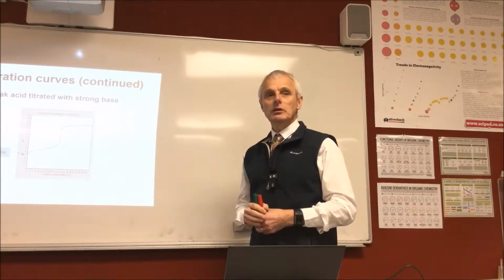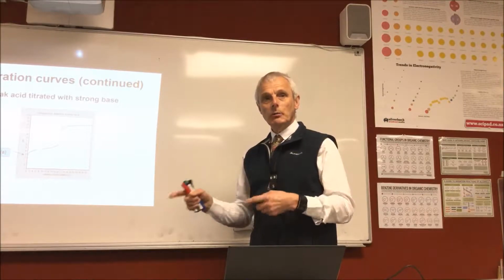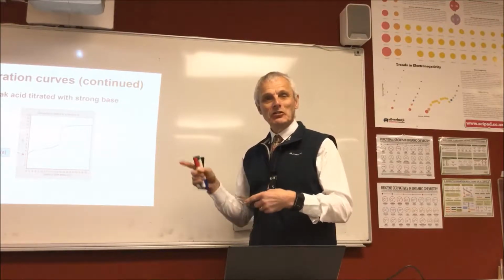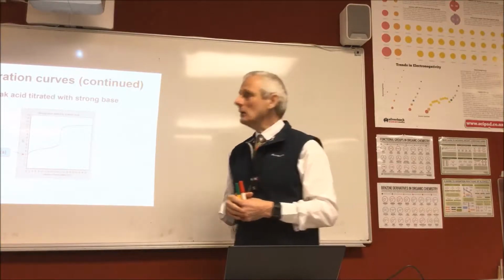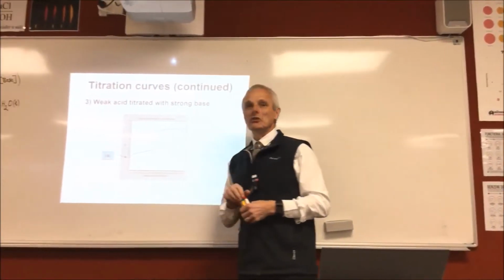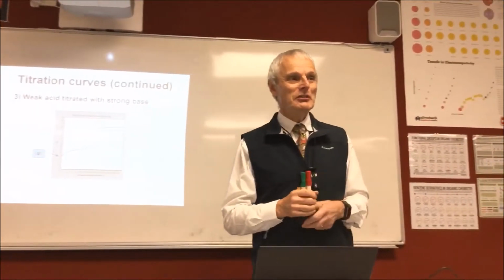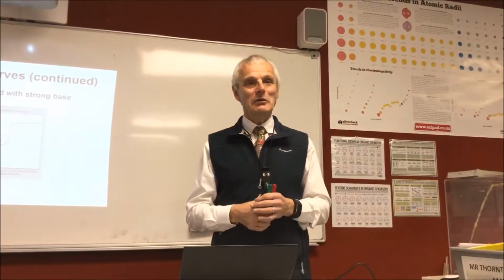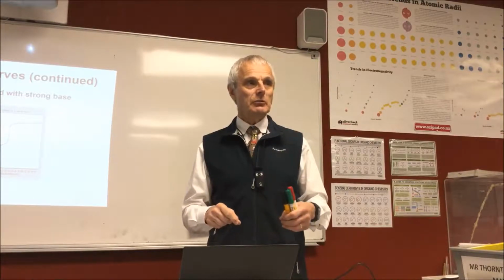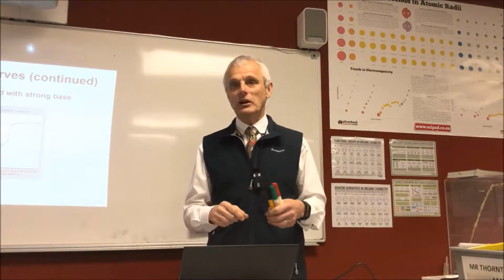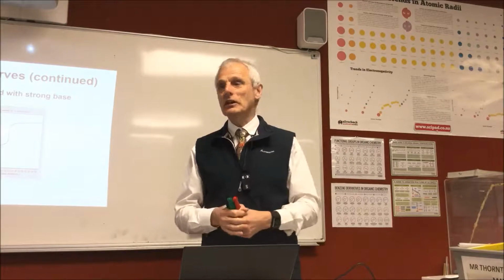And I have to admit that of the two possible permutations, this is actually the harder one, mainly because you're forming the conjugate base at the equivalence point, and you've got to calculate the pH of the conjugate base, which involves extra steps. But it should be fairly straightforward when we pull everything together.